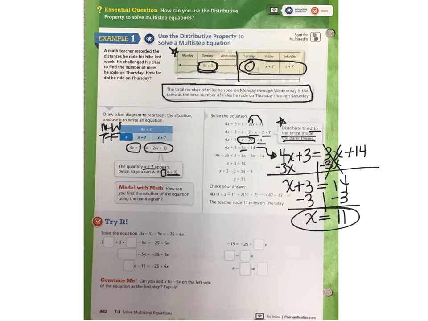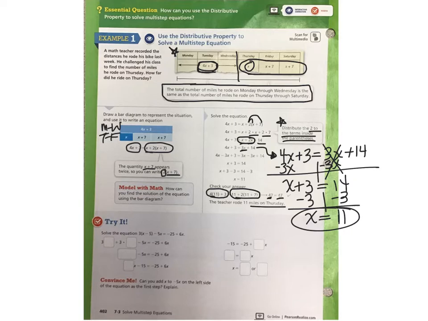To check our answer, we would put 11 back into one of the original expressions, or into both of those expressions, and check to make sure that both sides of that equal sign end up being the same. So what we know is that the teacher rode 11 miles on Thursday.